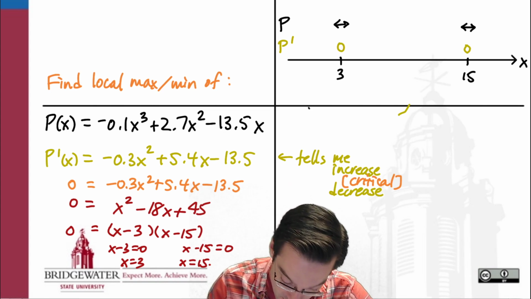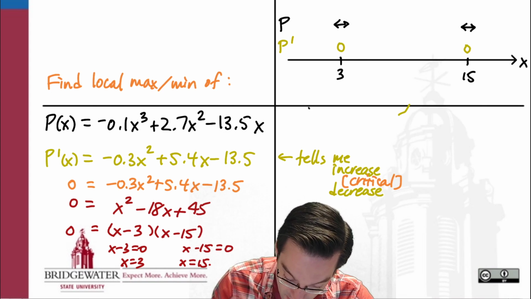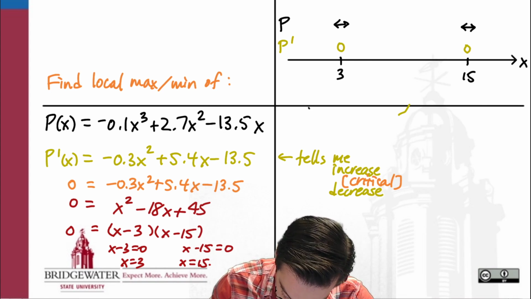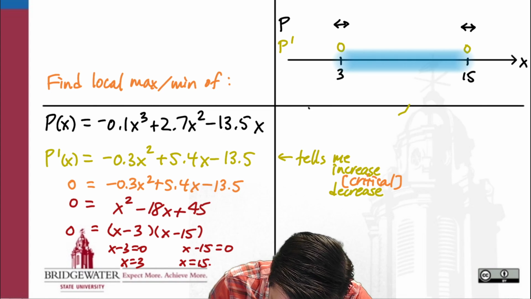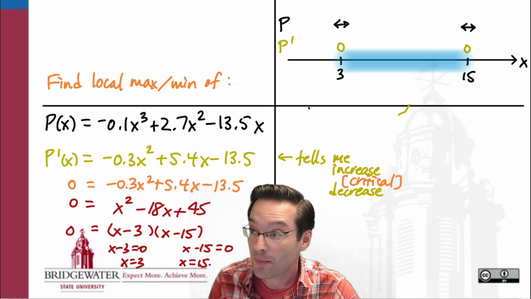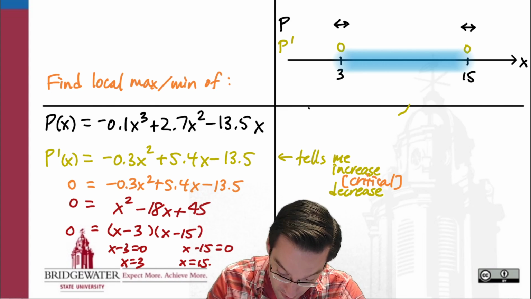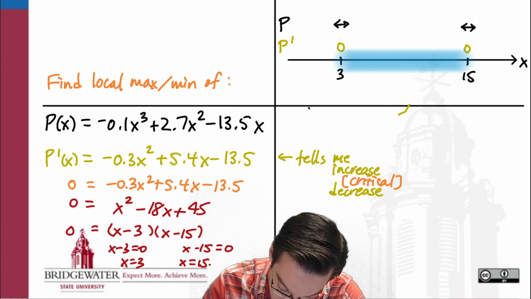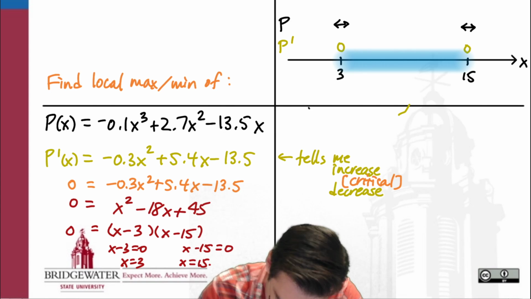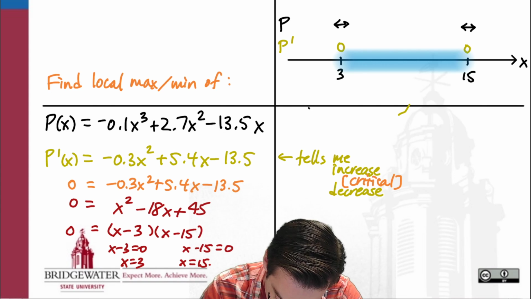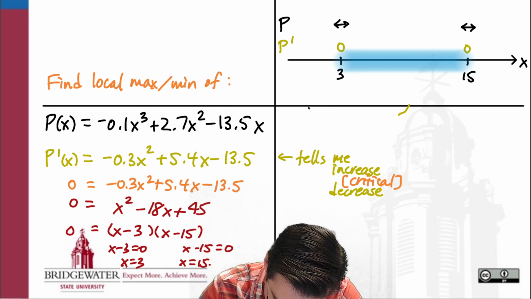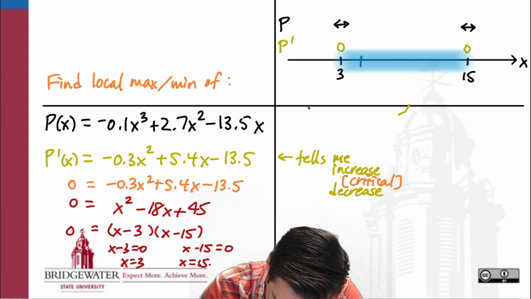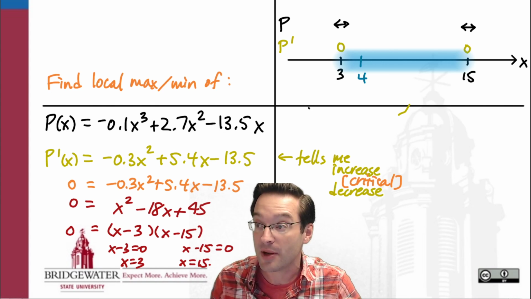In order to tell which is which, we also need to be able to say something about the x values in between. So for the x values between 3 and 15, my function is either always increasing or always decreasing in between. So to figure out which it is, I'm just going to pick an x value. Let's pick one that's just as convenient as we like. Let's say we pick x equals 4. I'm just going to pick one.